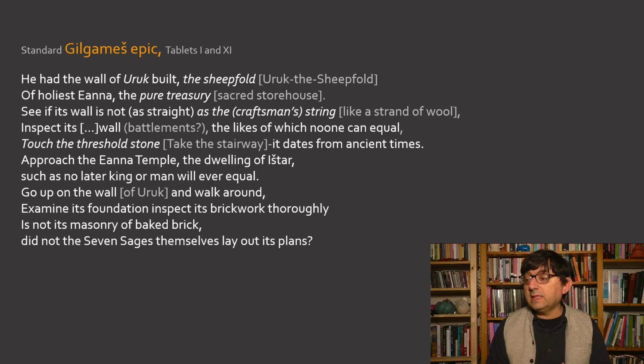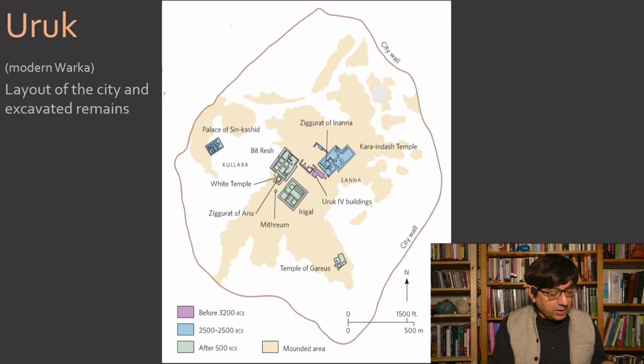He says he had the wall of Uruk built, the sheepfold of holiest Inanna, the pure treasury. See if its wall is not as straight as the craftsman's string. Inspect its wall, the likes of which no one can equal. Touch the threshold stone, it dates from ancient times. Approach the Inanna Temple, the dwelling of Ishtar, such as no later king or man will ever equal. Go up on the wall and walk around. Examine its foundation, inspect its brickwork thoroughly. Is not its masonry of baked brick? Did not seven sages themselves lay out its plans? So you can see this really divine foundation of Uruk being talked about.